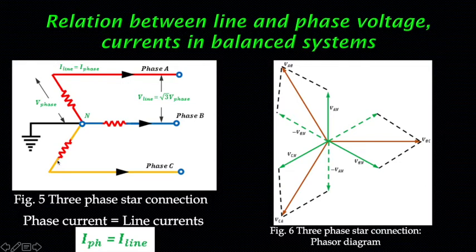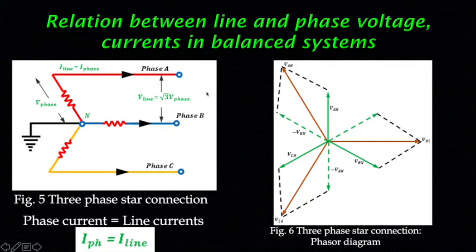Hence, in a star-connected system, the phase current and line current are identical. So write down I phase equal to I line, or I capital L.